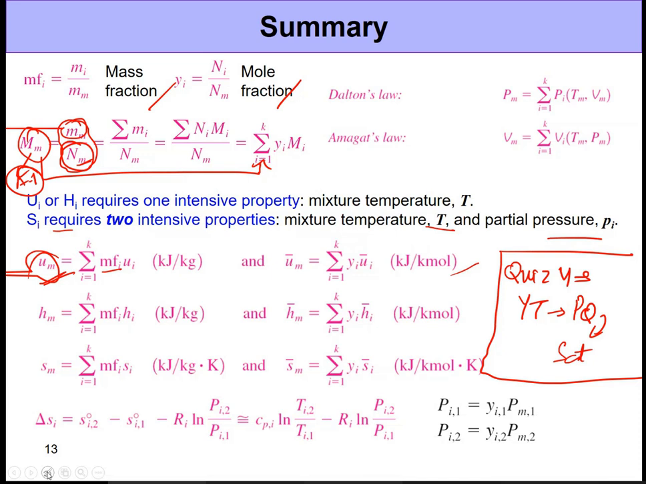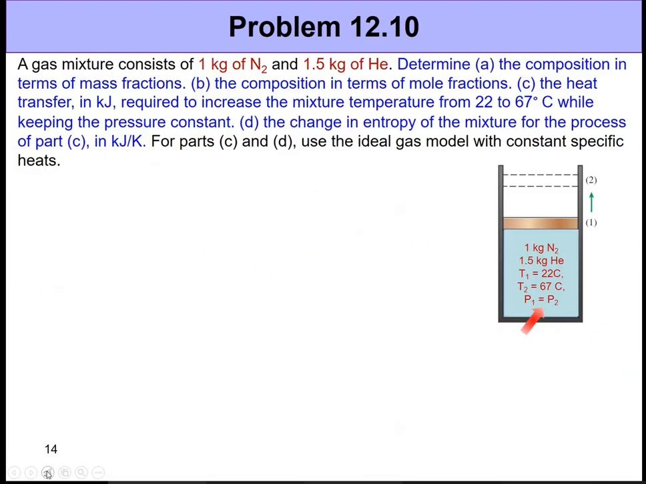Now coming back, let's go and get done with this couple of problems that I want to solve for you today. So one problem that we're going to do is on closed system, which is this particular problem. The next one will be on an open system. So let's see what we have here. We have a gas mixture, right? It consists of 1 kilogram nitrogen, 1.5 helium. So this is a helium nitrogen mixture.